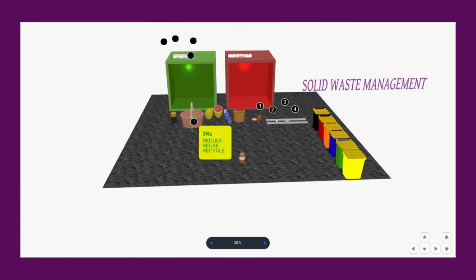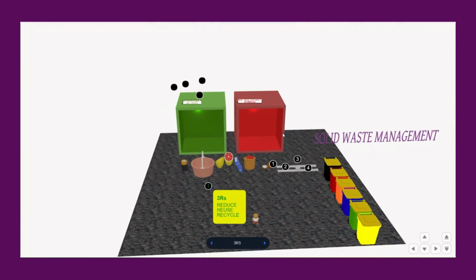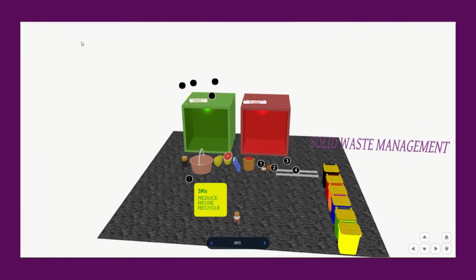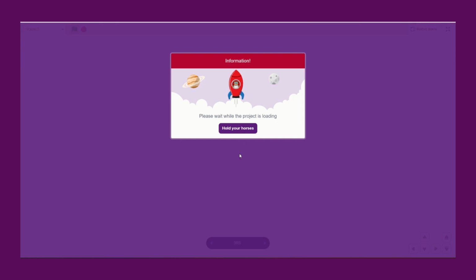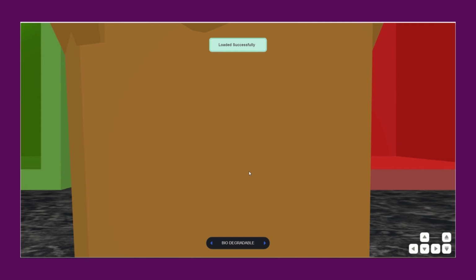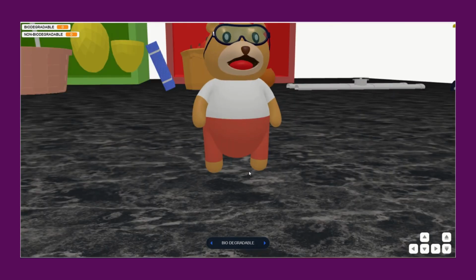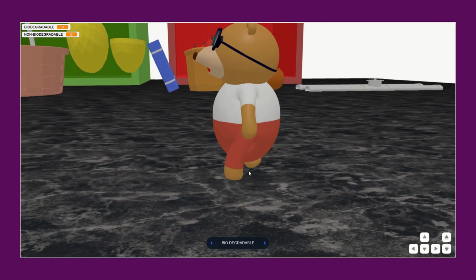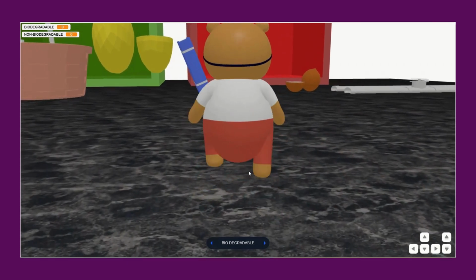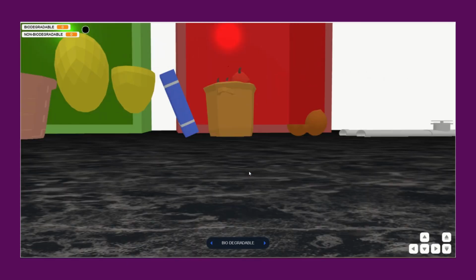Now let us move on to the next part, which is solid waste management disposal. Before going on to that, let us hit the green button and see what happens when Toby hits the biodegradable and non-biodegradable materials. We can toggle between Toby as first person and third person by pressing O for first person and M for third person. So we can have both perspectives here.